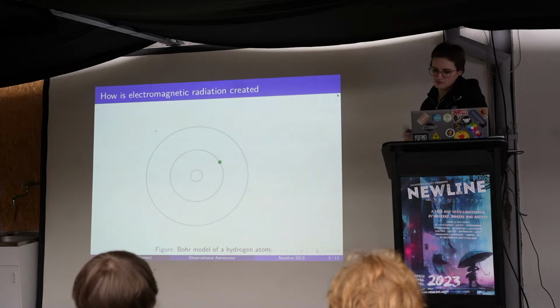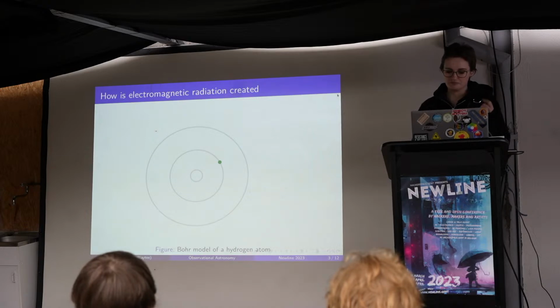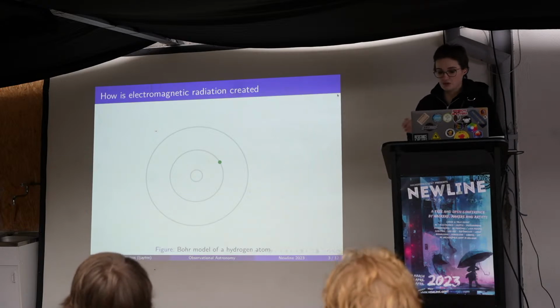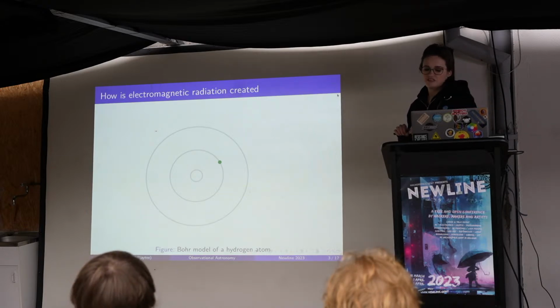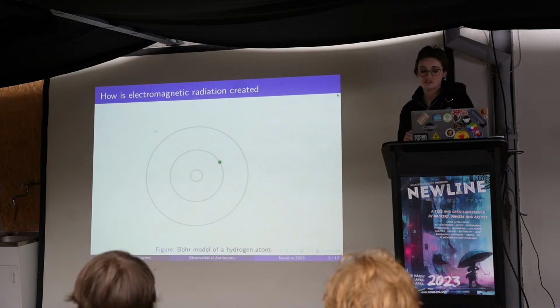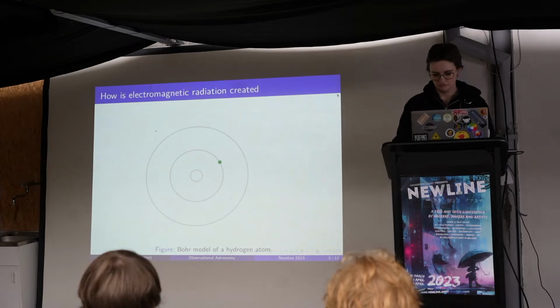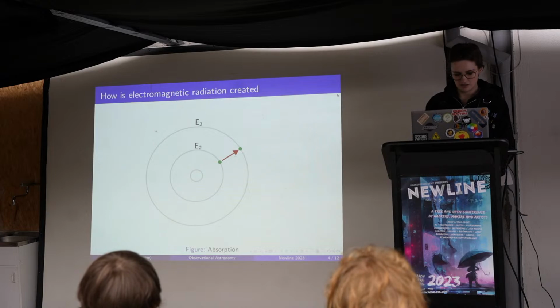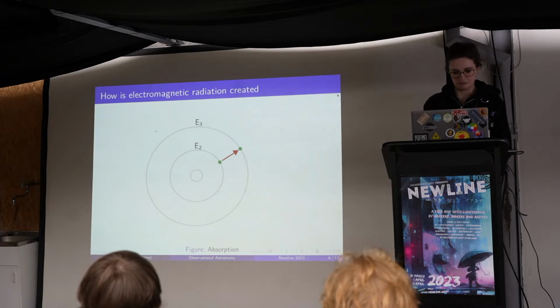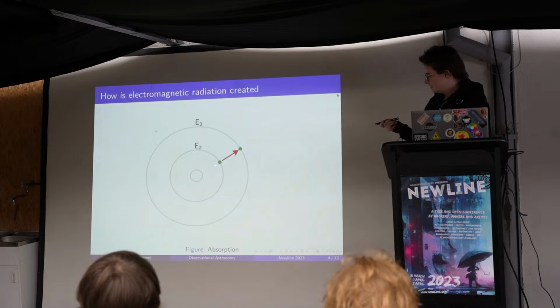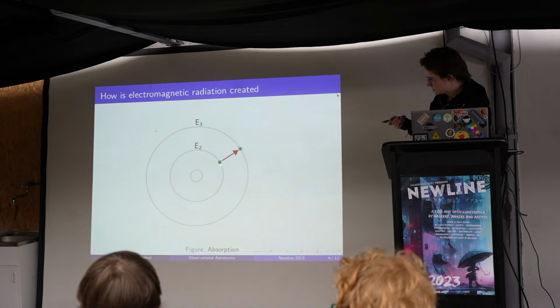So how does this relate to electromagnetic radiation? It's quite a simple concept. Electromagnetic radiation is absorbed and released when electrons move between these discrete energy levels. So this is a diagram of absorption. So this electron here is absorbing some light that's coming in here.